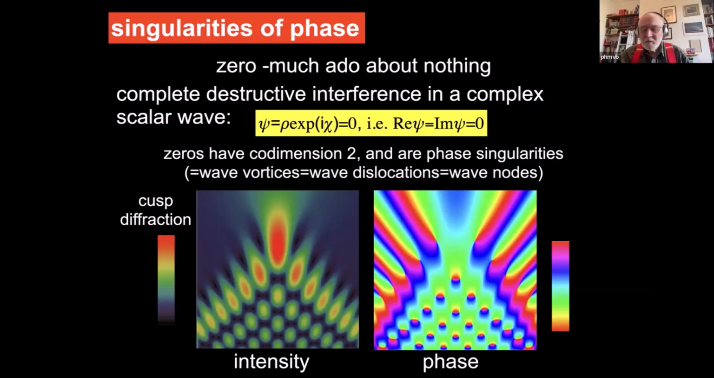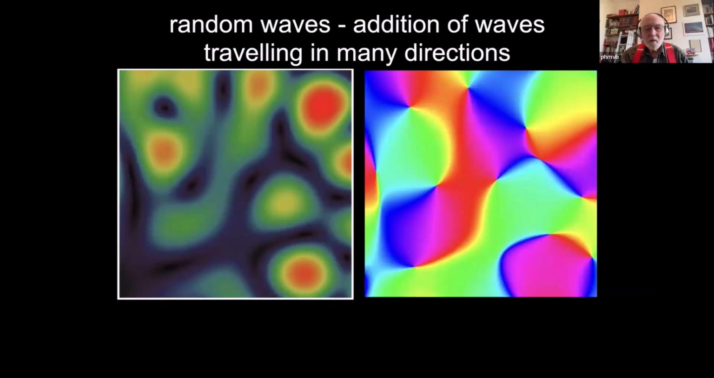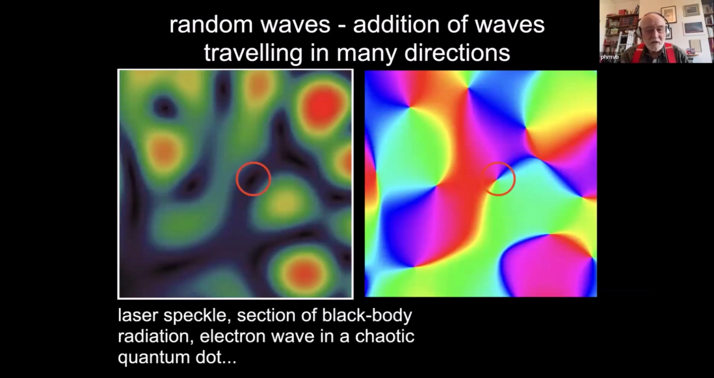The concept is much more general than the waves associated with caustics. For example, random waves. There are no caustics. You're nowhere near geometrical optics. Random plane waves traveling in different directions, I think 10 in this particular picture. Well, the zeros, here they are, the phase singularities where all the colors meet. Very rich structure, laser speckle, a section of black body radiation, electron waves in a chaotic quantum dot.